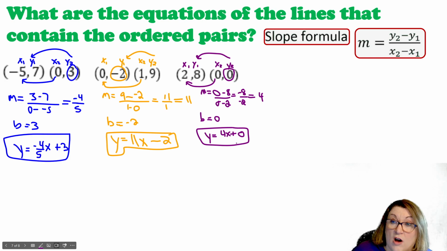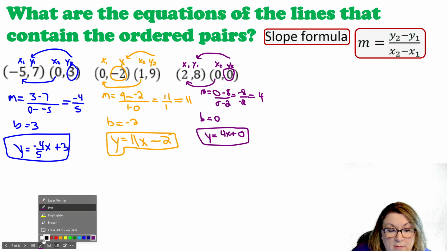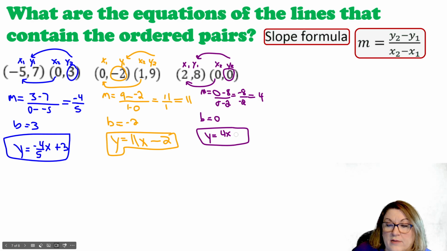So it's best not to get into the habit of writing that plus 0, because we know if we add a 0 to a 4x, it's just going to be the same thing, right? So try to remember to leave that off if you can. This plus 0 here. Okay, next one.